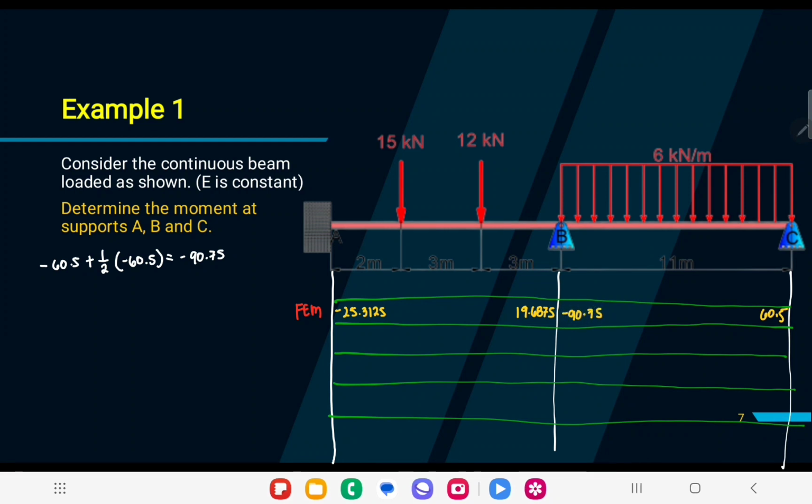And then, yung moment dito, of course, since bumalik na siya sa original na support condition niya, which is simply supported, ang moment dyan should be equal to 0. Okay? So, ayan yung FEM natin at the supports A, B, and C. Okay? So, ayan. After nyan, i-unlock na natin tong non-fixed support na to since nakalock pa rin siya.